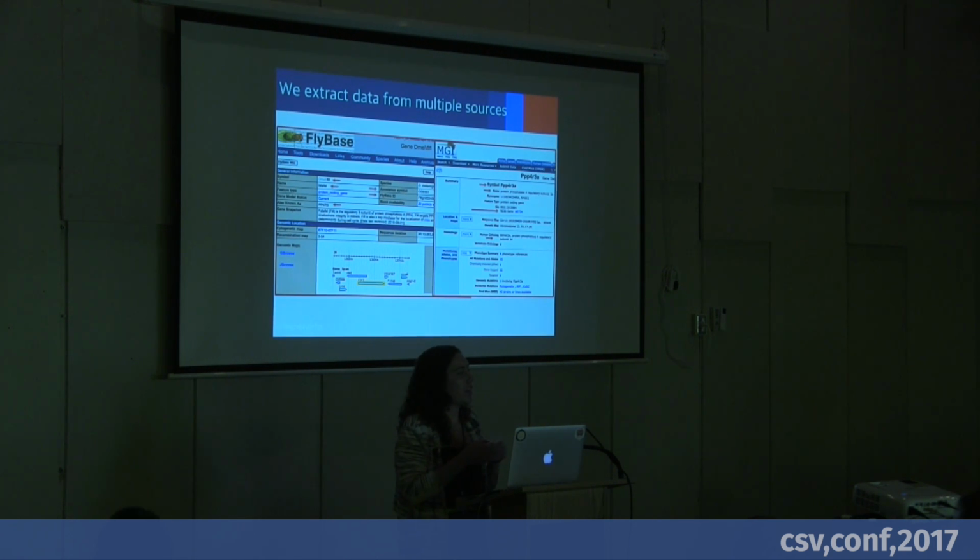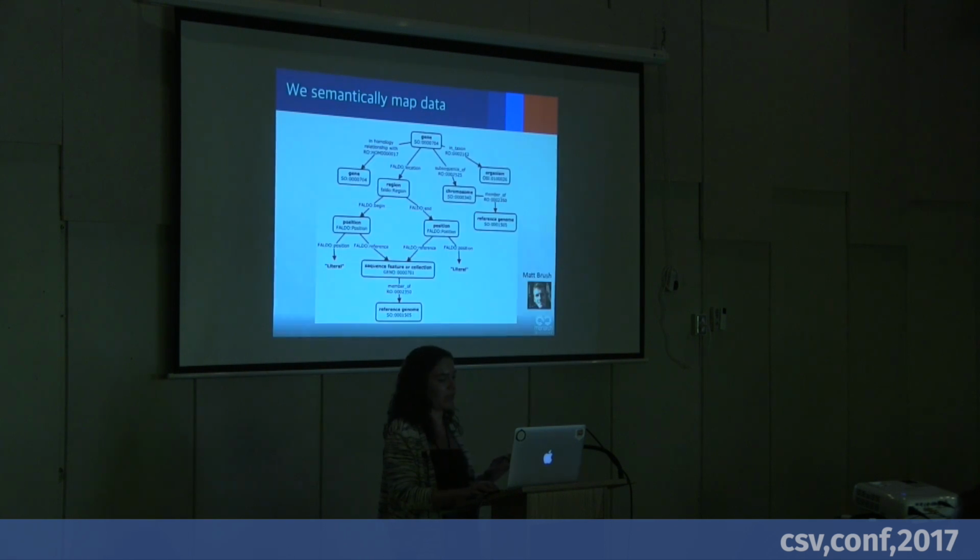So for each type of data, we find one commonality and integrate across it. All right, so once we have found the data that we want to extract, the next step in our pipeline is that we semantically map out this data. And this is what this looks like. It's an example of looking at genetic data.